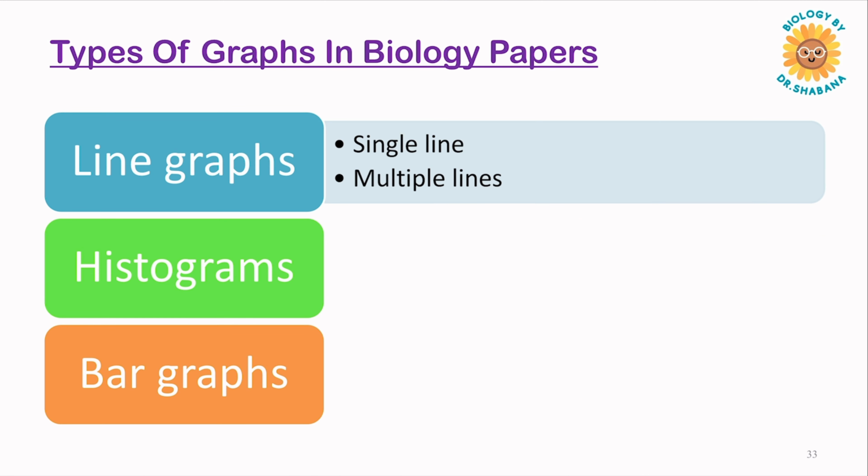Now, first of all, we're going to look at the different types of graphs in biology papers: the line graph, the histograms, and the bar graphs. Now, the line graphs can be a single line or they can be multiple lines. So let's have a look at the line graphs.